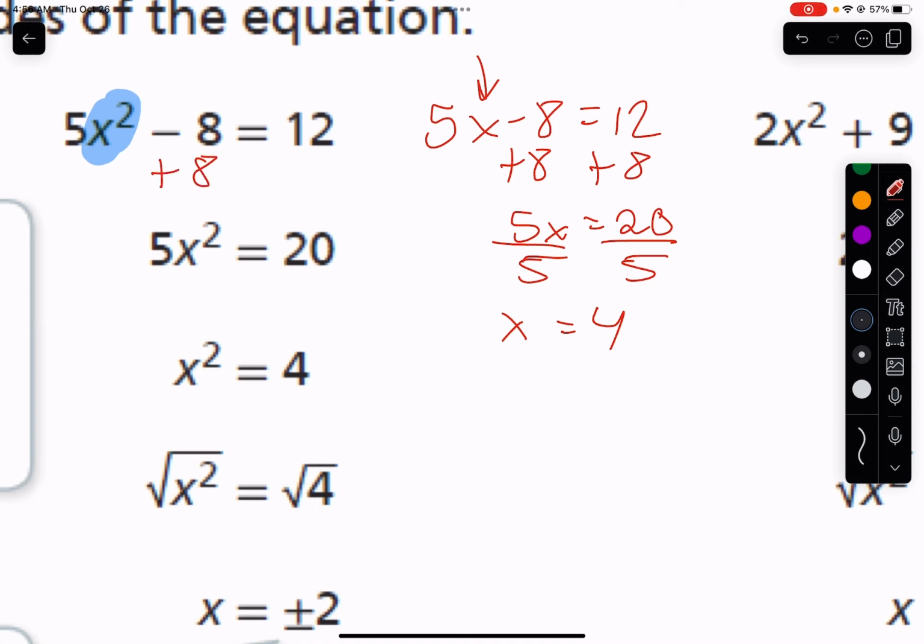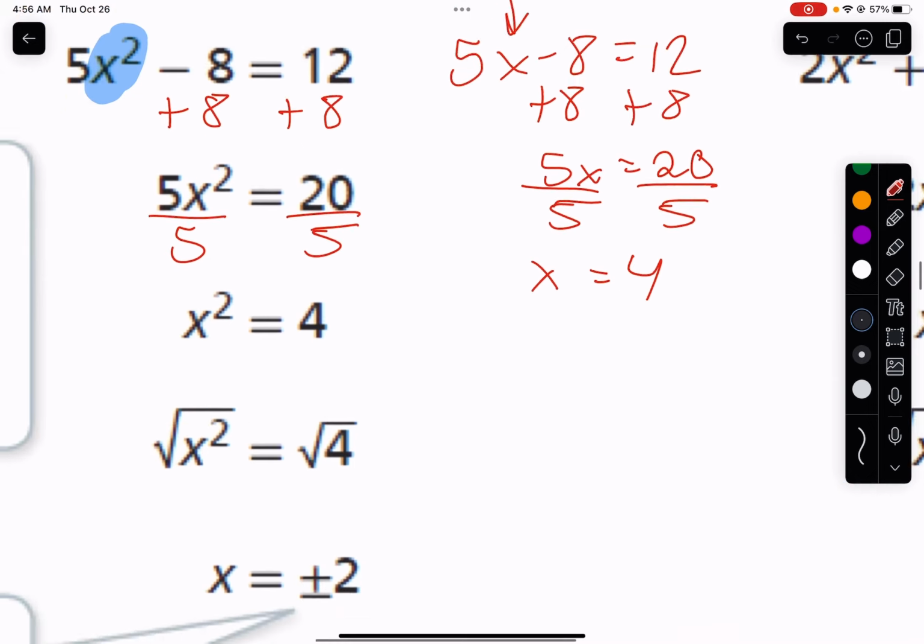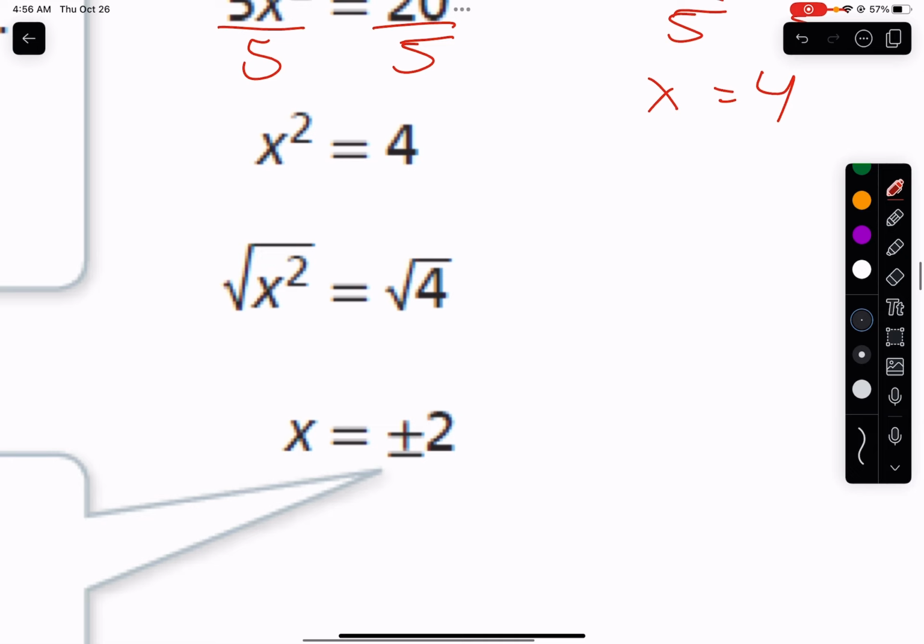So we add 8 to both sides. We get our 5x squared equals 20. We divide both sides by 5. We get x squared equals 4. Now, this is the new part. To get the x squared to become just an x, we have to take the square root of both sides. When you take the square root of both sides, you have to add in a plus minus in front of the square root. All right, so don't forget to add in that plus minus. So we end up with x is equal to positive 2 and negative 2.